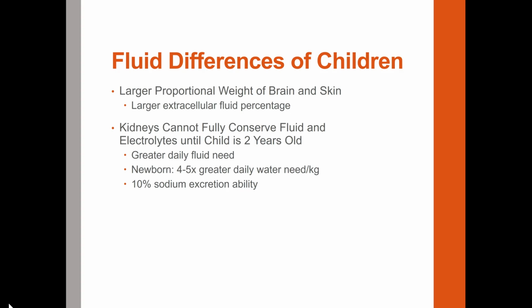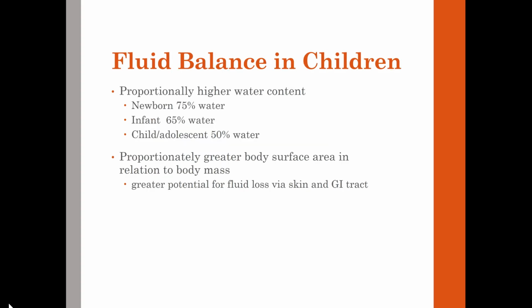Their kidneys cannot fully conserve fluid and electrolytes until they're 2 years old. And so they need more fluids in general, and they can only excrete but so much sodium. And proportionally, they have a higher water content. You can read those, you don't need to memorize them.